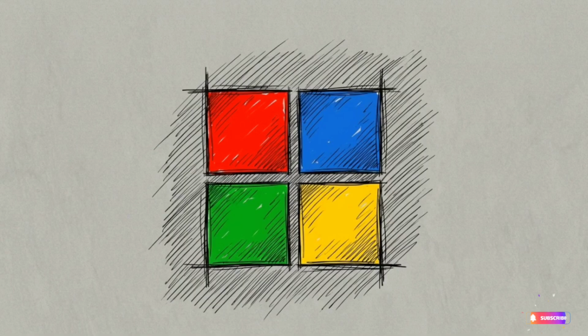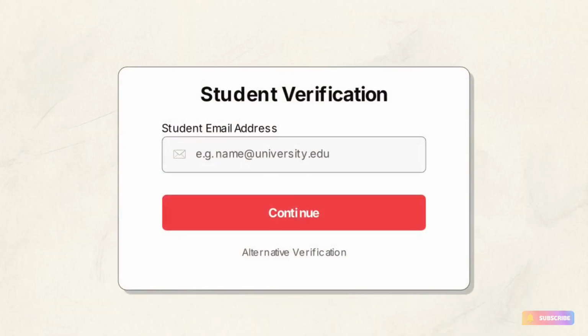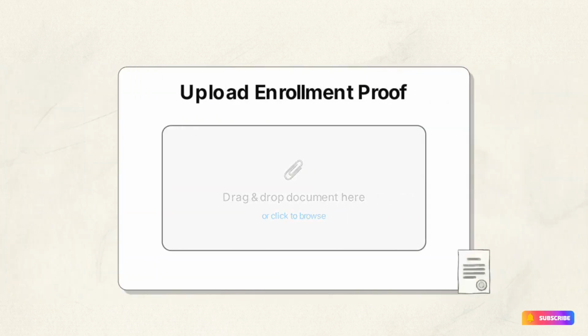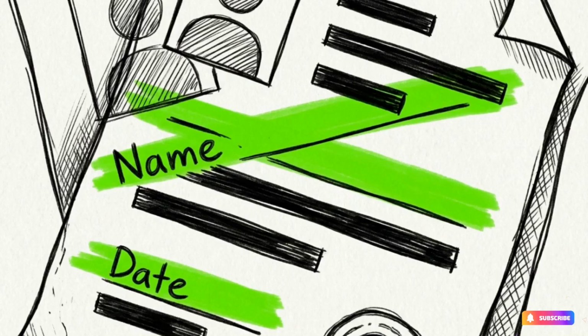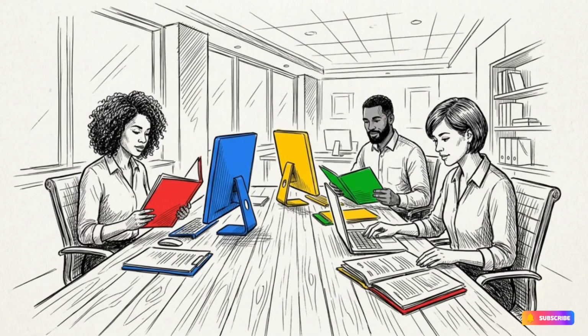We can use a similar approach for Microsoft 365. Navigate to the student free trial checkout page. When prompted for an email, look for the alternative verification toggle. This link bypasses the .edu prompt, moving you directly to a document upload screen. Upload the exact same enrollment document you used for your GitHub ticket. Ensuring the name and date are clearly visible will help speed up the process. After submitting, the system will display an application under review message. This confirms your account is now being processed by the verification team.